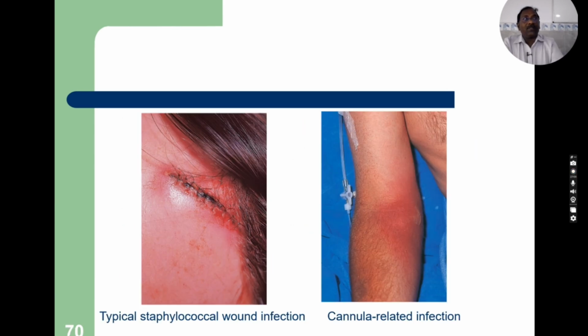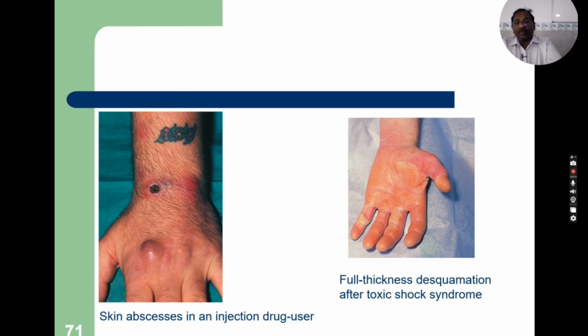See the wound infection. So the typical staphylococcal wound infection. Here the cannula-related infection. Skin abscesses over the metacarpophalangeal joints here. Another one on the wrist area. See the skin, palm, full thickness desquamation after toxic shock syndrome.